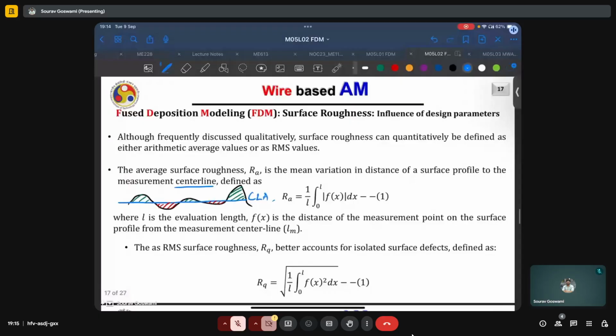However, as we'll see, the centerline average is not a very reliable quantifier of surface roughness because surface profiles with very different characteristics can have the same centerline average. The RMS surface roughness is far more reliable and better accounts for isolated surface defects. It is defined as R_q equals square root of 1 by L integral 0 to L f(x) squared dx.